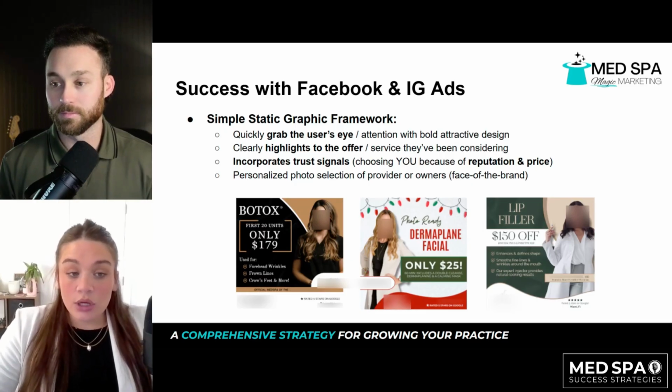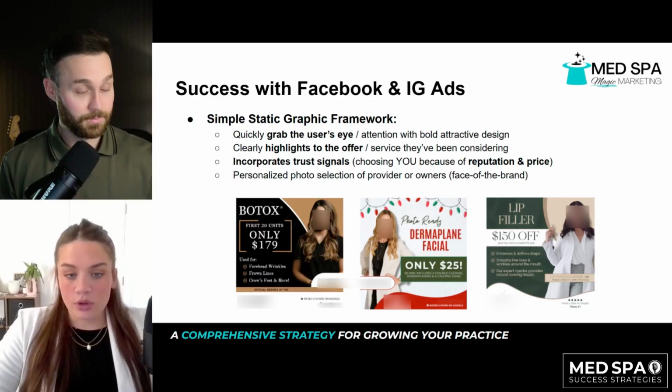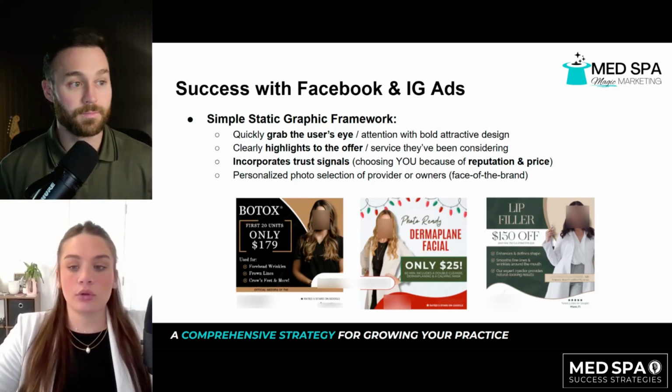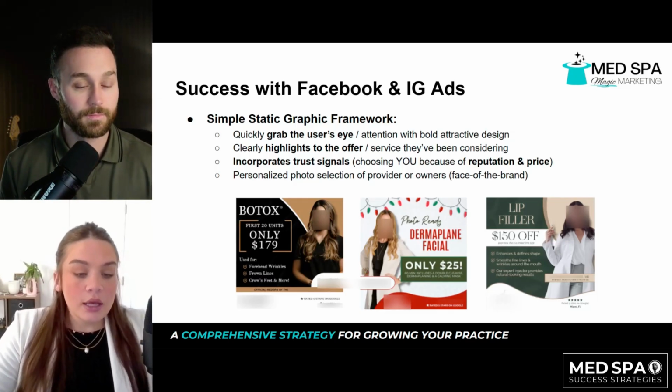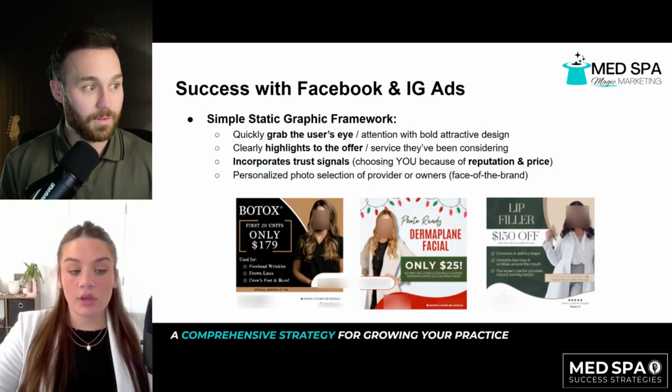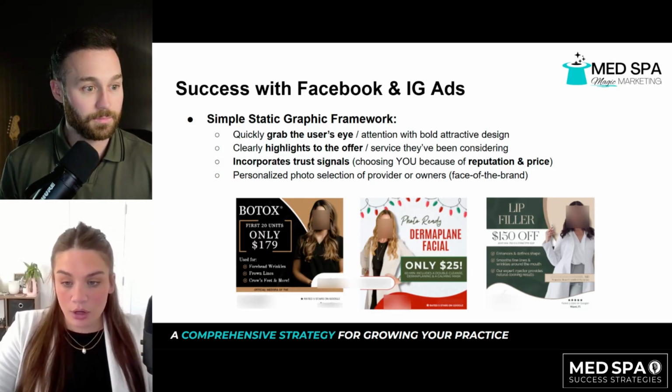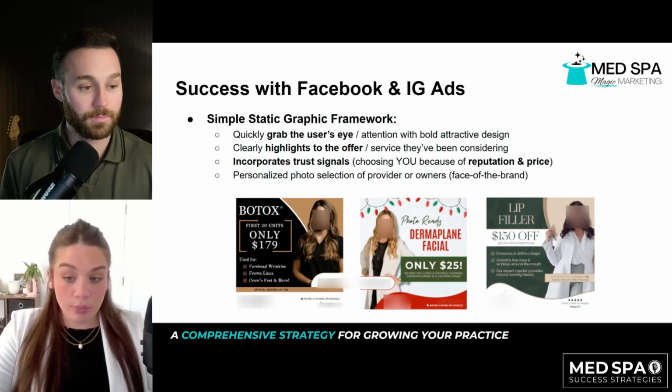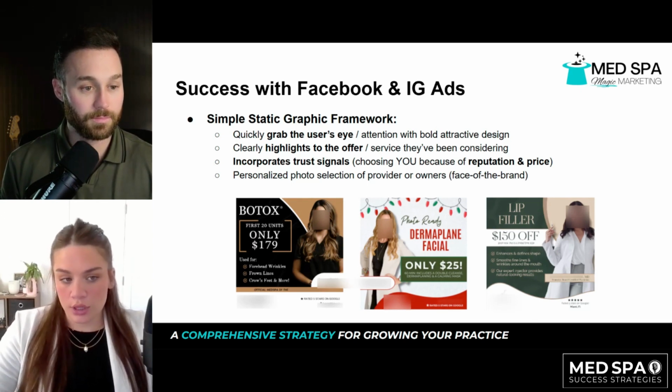The next is you want to clearly highlight the offer or the service that's included in it. So a large title with what the promo is, Botox, the facial, the lip filler, for example. And in all of these, we have the offer box as the main part of the graphic here with what the price point is going to be and what's included in the promo.